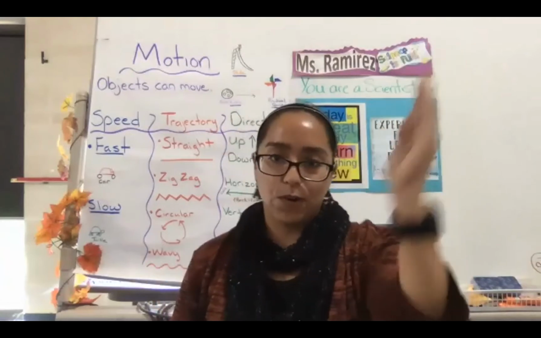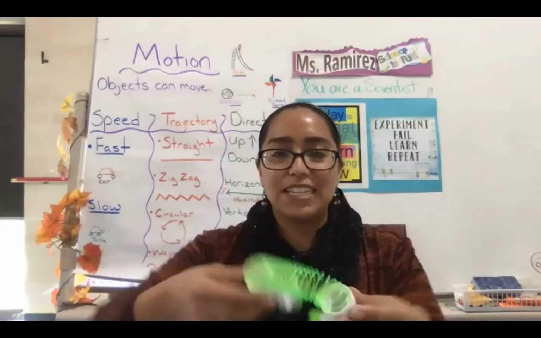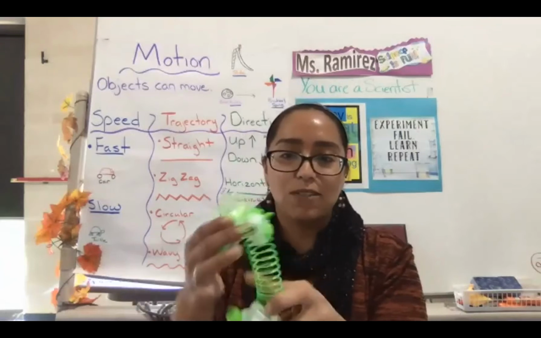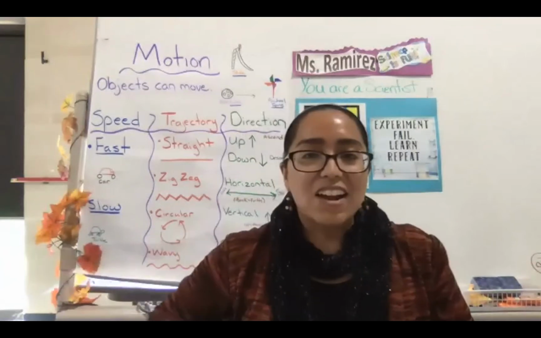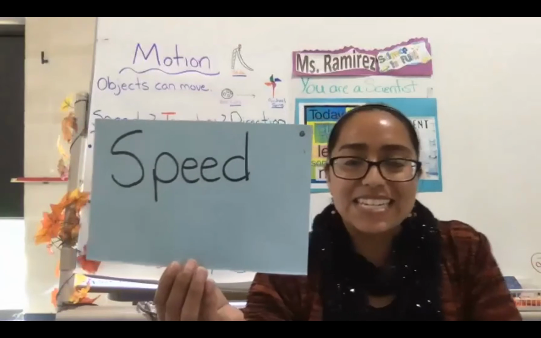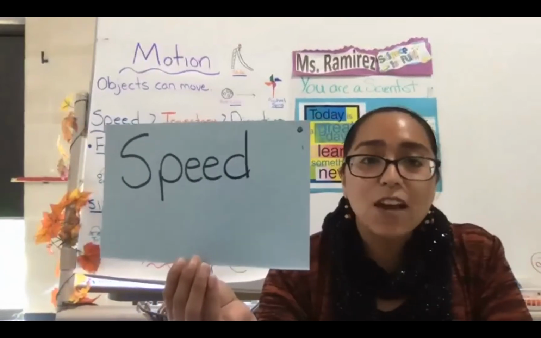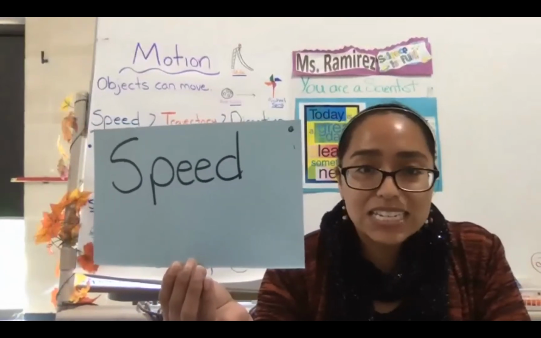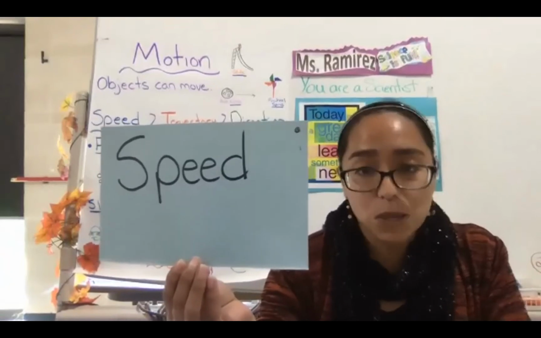So this is horizontal, this is vertical. Horizontal, vertical. And I can also make my slinky go in a circular motion as well. So it can make a circle too. So our next word is speed. So speed is the rate of motion, and it's simply telling us how fast or slow something is going.